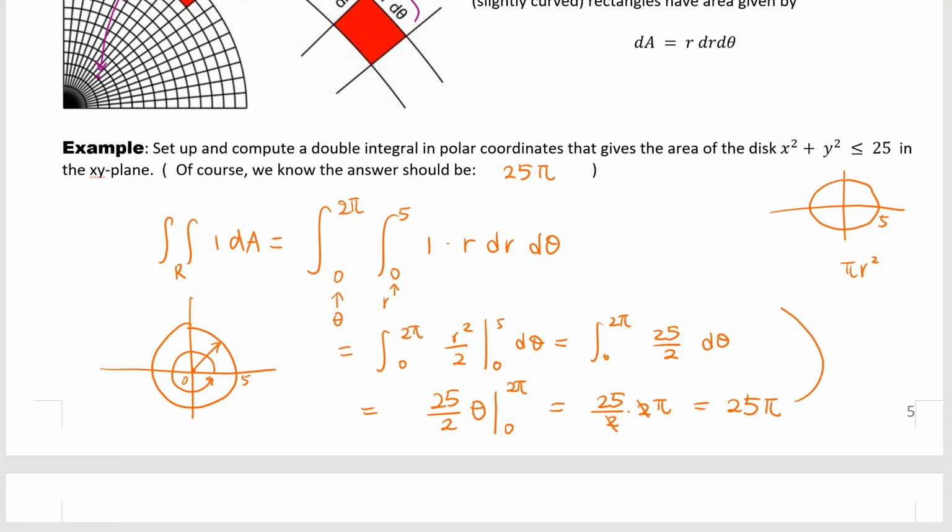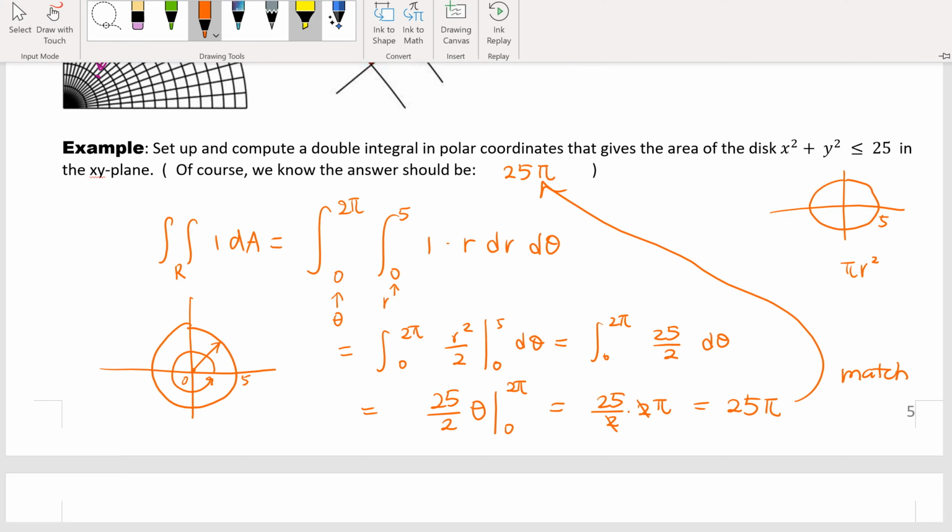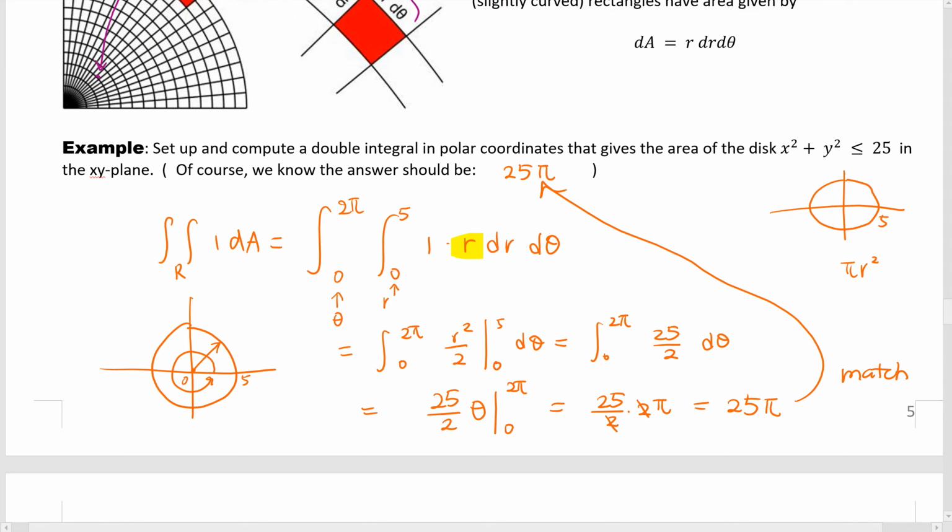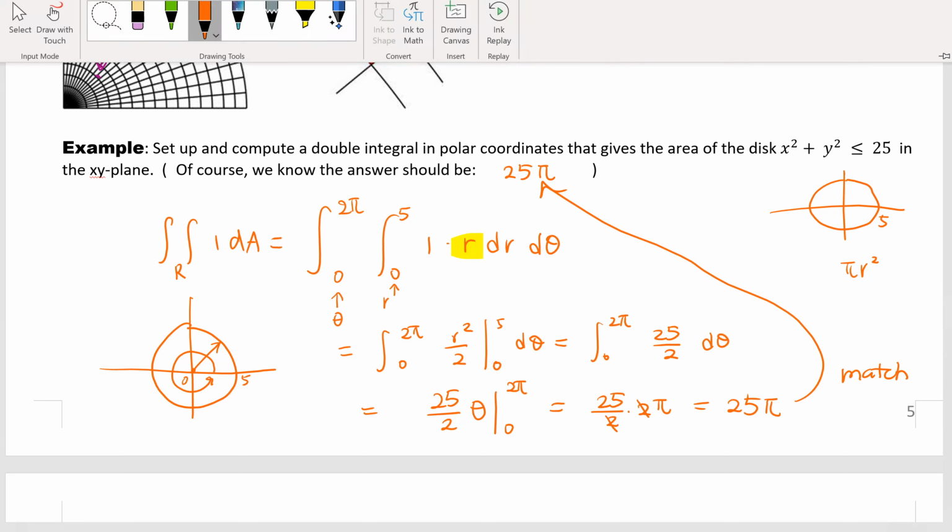You see, it matches with our answer. So far so good. So a common mistake is students might forget about this r. Okay, so dA is not just dr d theta, it's r times dr d theta. Okay, all right, let's continue.